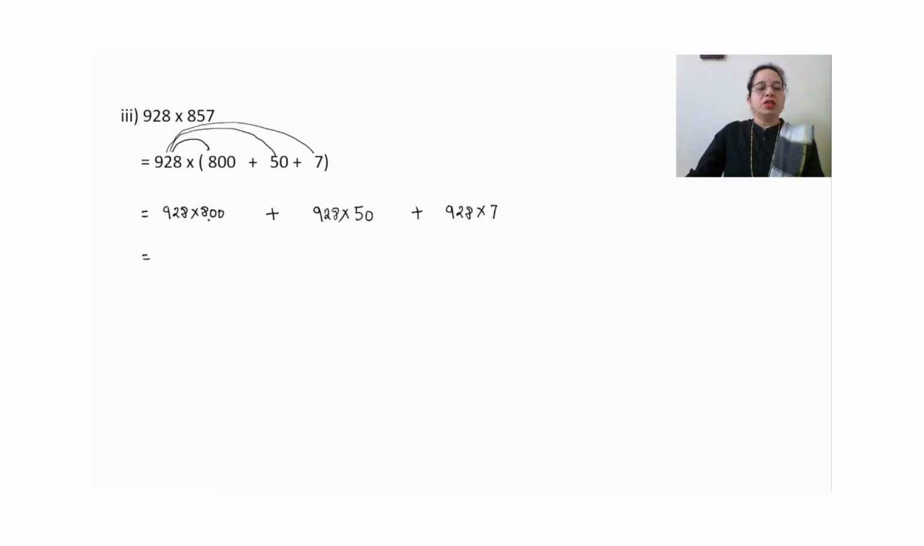So now here two zeros are there, so we will just multiply by 8. So your answer will be 7,42,400. Now here 10 will be there and just multiply by 5. So your answer will be 46,400. Now here multiply by 7. So 6,496, and at last you need to add all the three. So your final answer will be 7,95,296.